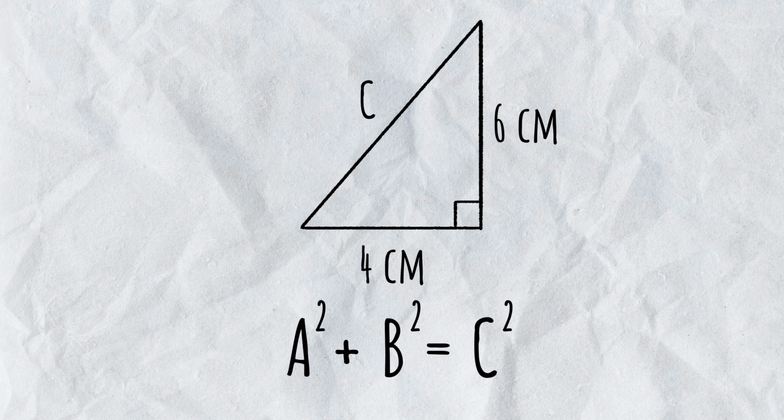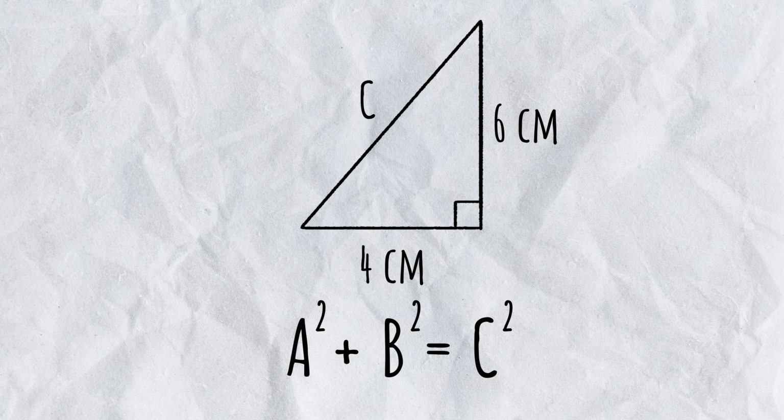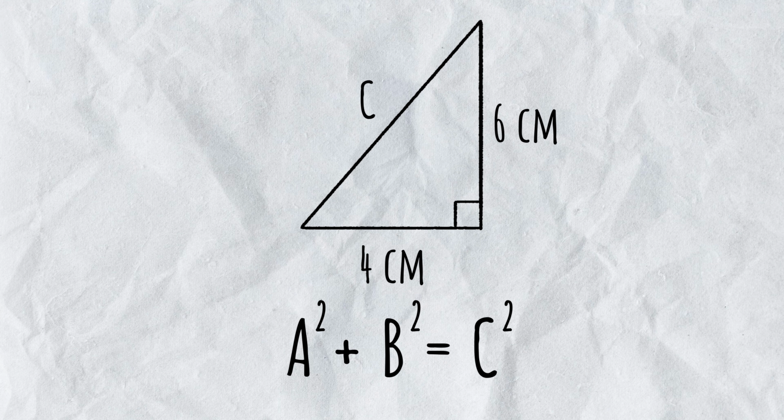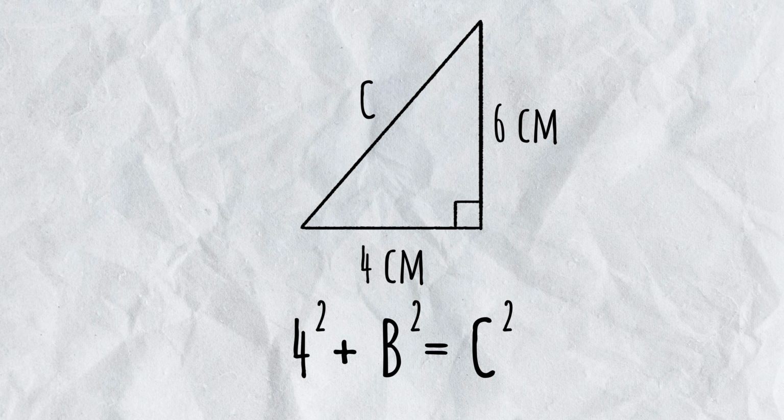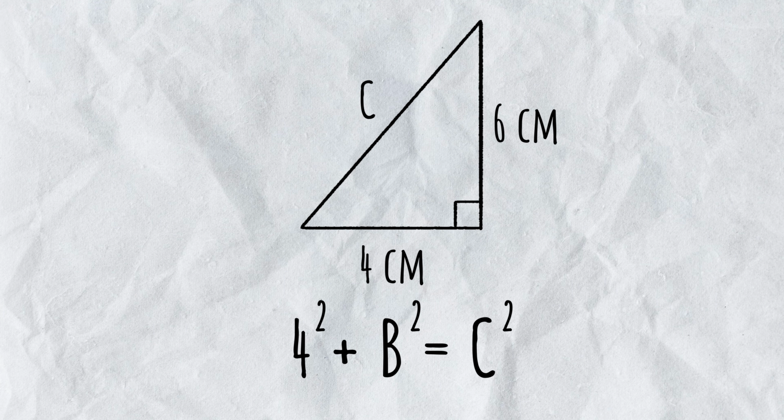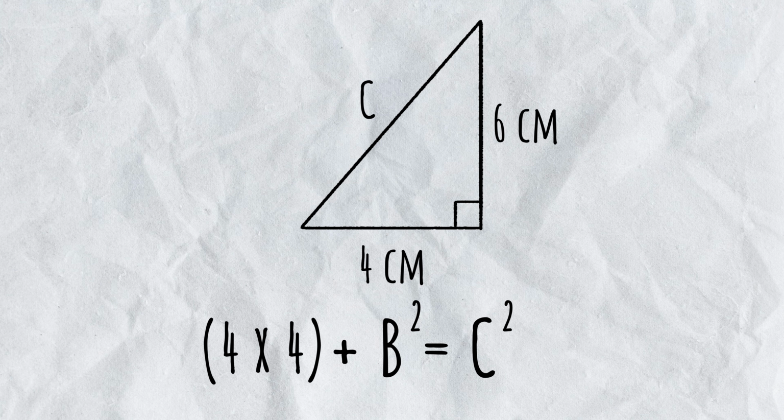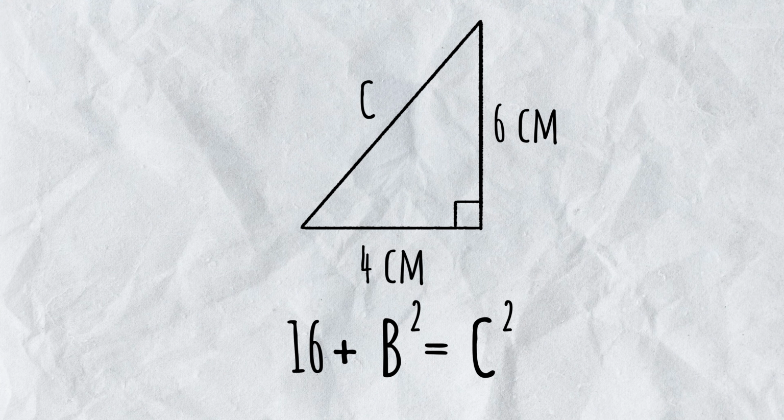Now on the Pythagoras formula, I'm just going to focus on the a squared part first of all. So the side A is 4 centimetres, and when it says a squared, it just means we find the square of that number. So for this one, we just need to do 4 times 4, and if you get that, it will be 16.